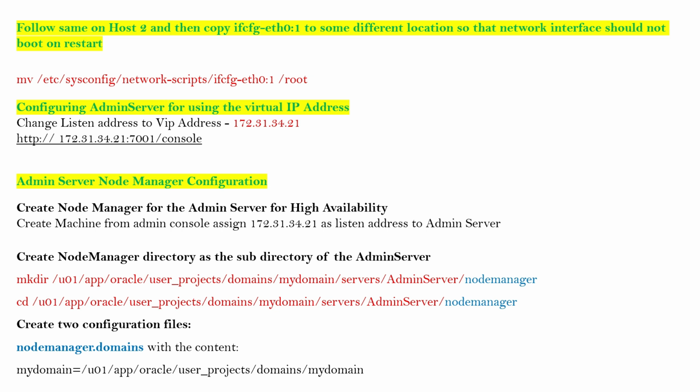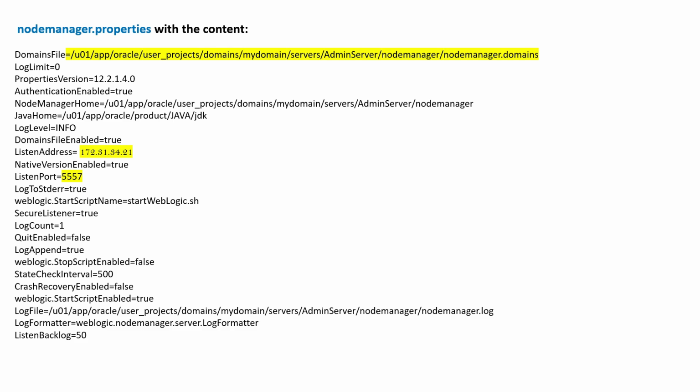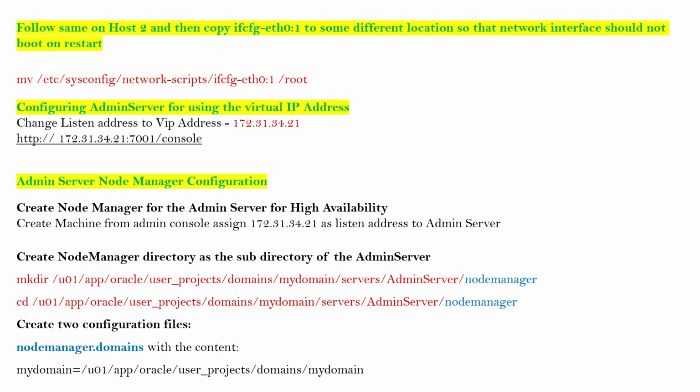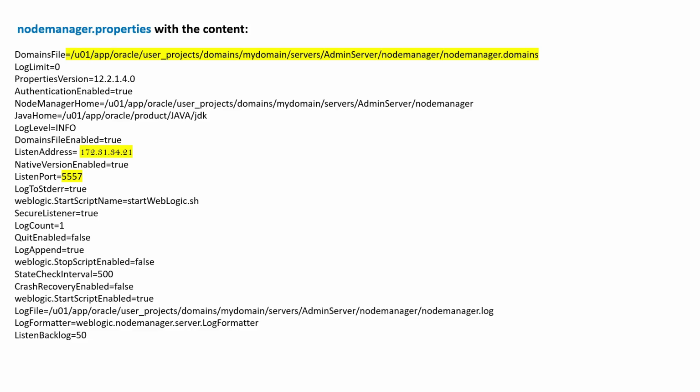So inside your domain, you can go to the node manager folder. From there, you can copy the node manager.domain and node manager.properties files into the new node manager folder, which we have created inside the admin server. Okay, so I'm simply creating a separate node manager home for my admin server node manager, and I'm copying the existing files to that location.